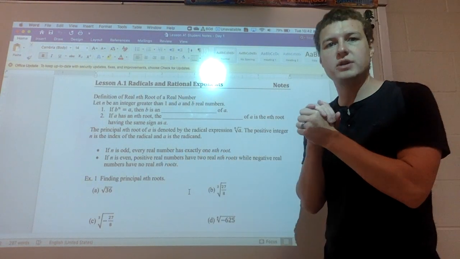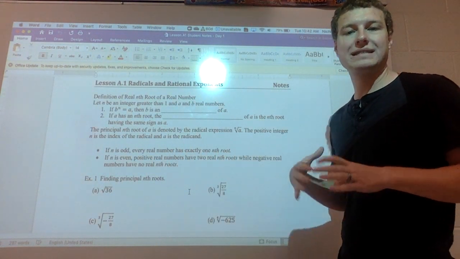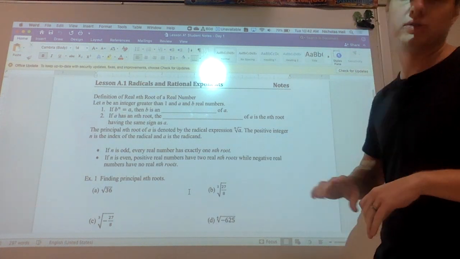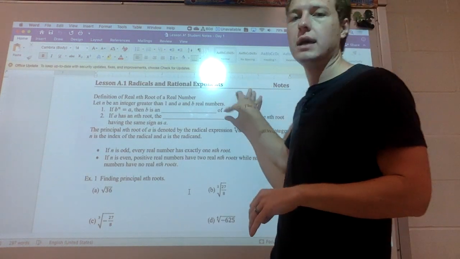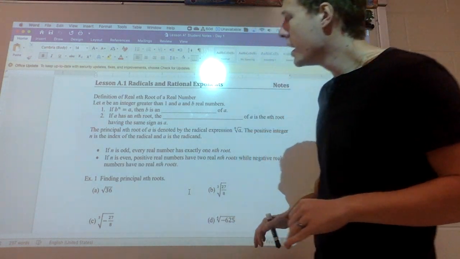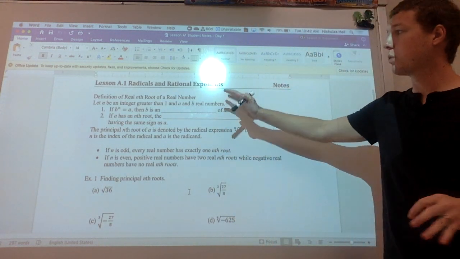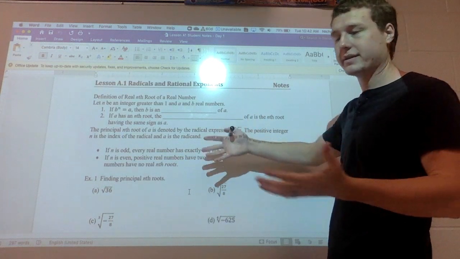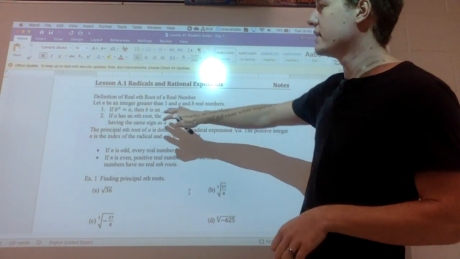All right, our first section here is going to be lesson A1. That's the appendix section 1, which is on radicals and rational exponents. You'll find this in the back of your book, the appendix sections. So, you've worked with radicals before, maybe not to this depth, but we're going to get right into things.